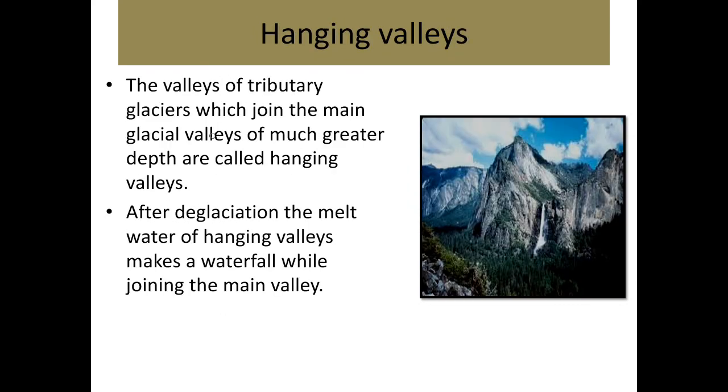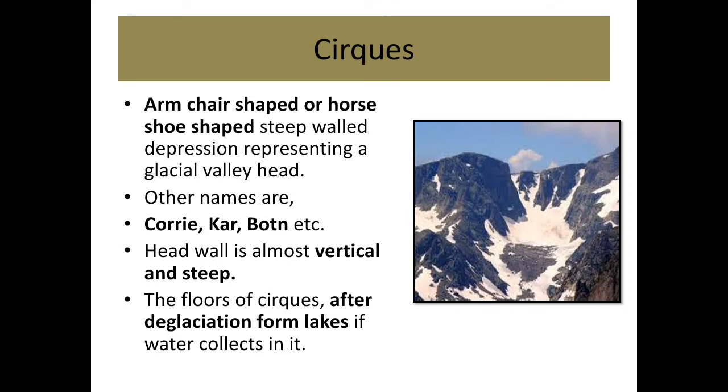Hanging valleys: the valleys of tributary glaciers which join the main glacial valleys of much greater depth are called hanging valleys. So this is the main valley, and this is the tributary valley. Here, when the glaciers melt, it also makes a waterfall to join the main glacial valley. So this is the hanging valley. After deglaciation, the meltwater of hanging valleys makes a waterfall while joining the main valleys.